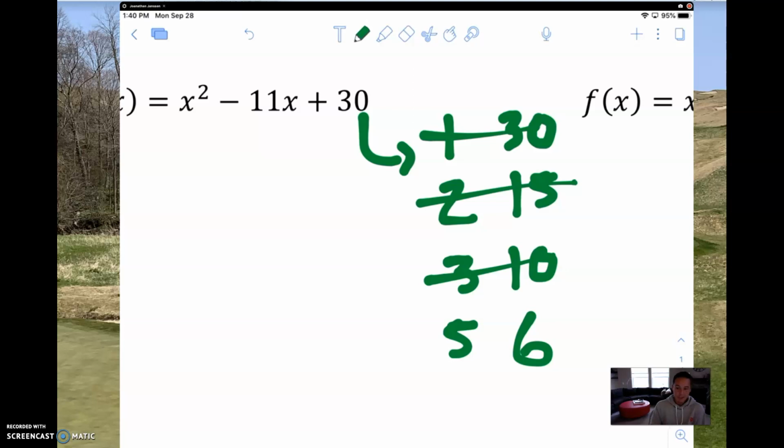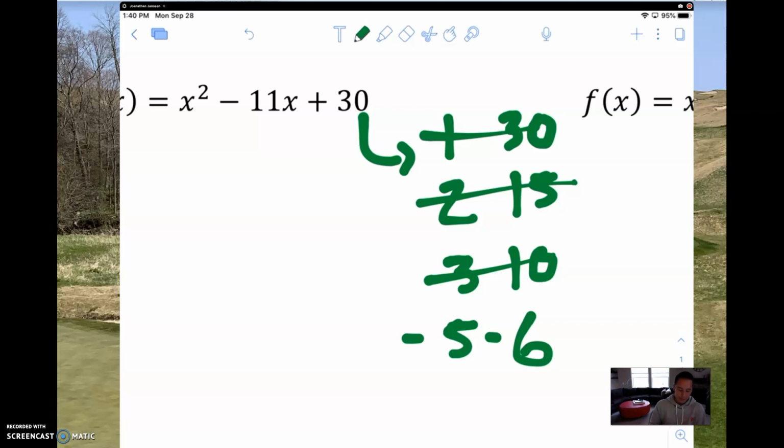The problem is, I don't want it to make positive 11x. I need it to make negative 11x. So how could we do that? Just make them both negative. So negative 5 minus 6, that does give you a minus 11. That's good. And if I multiply them, negative 5 times negative 6, it does equal a positive 30.